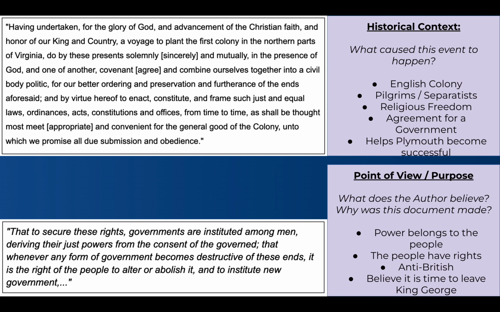The author, Thomas Jefferson, believes power belongs to the people. People have rights. This is anti-British. They believe it's time to leave, break up with King George, and become their own independent country.